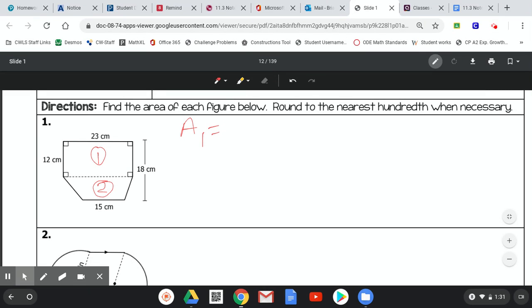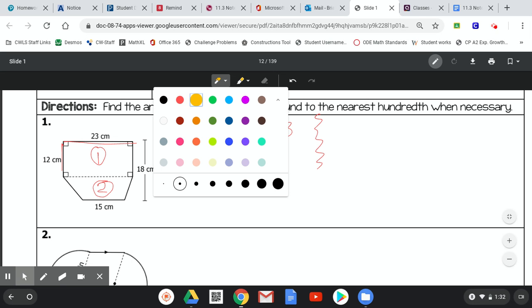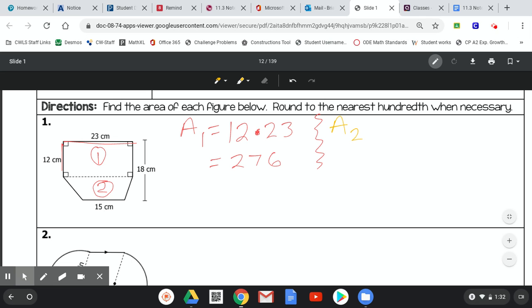So we have to think, all right, what do we use? Well, we use base times height, okay? So to figure out this one, if you look at this side is 12, this side's 23, so it's just 12 times 23. So we're just going to multiply those two together, and we're going to get 276. So that's the area for the first figure. Now what we have to do is we have to find the area of the second figure, okay?